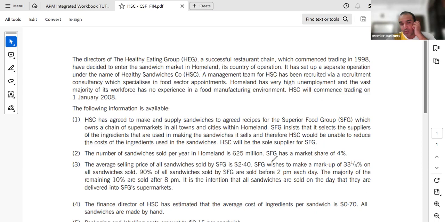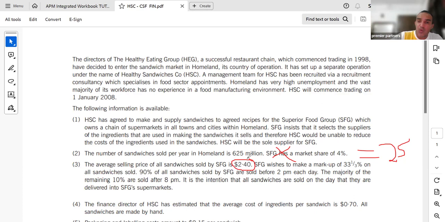Number of sandwiches sold per year is 625. Caravan, now, not us, Caravan has a market share of 4%. So 625 into 4%, that is 25 million sandwiches. That is the number of sandwiches Caravan will sell to the purchasers, the customers. The average selling price of all sandwiches sold by Caravan is 2.4.